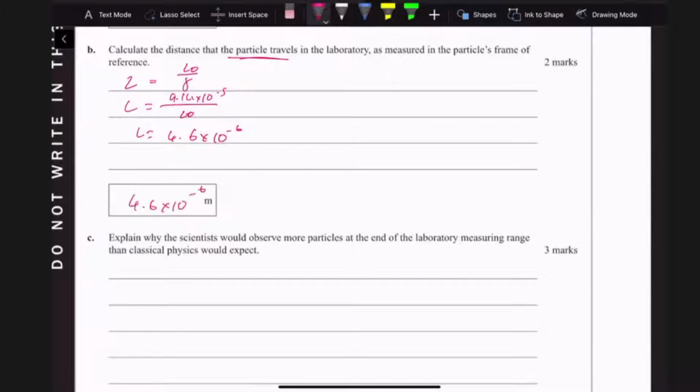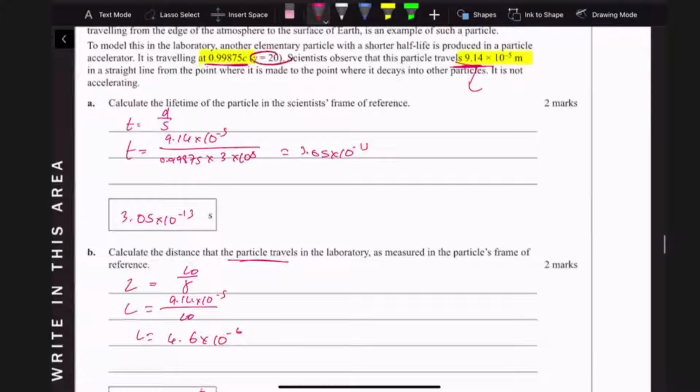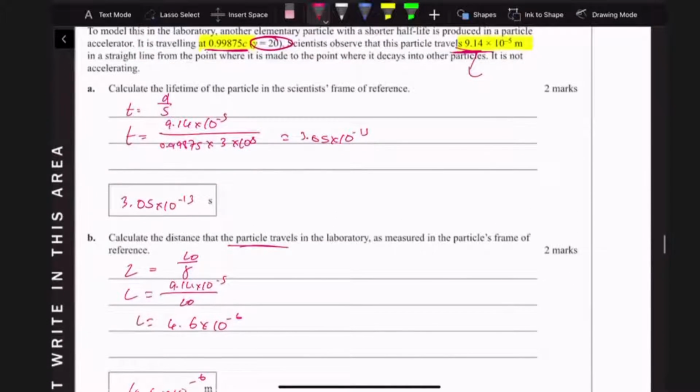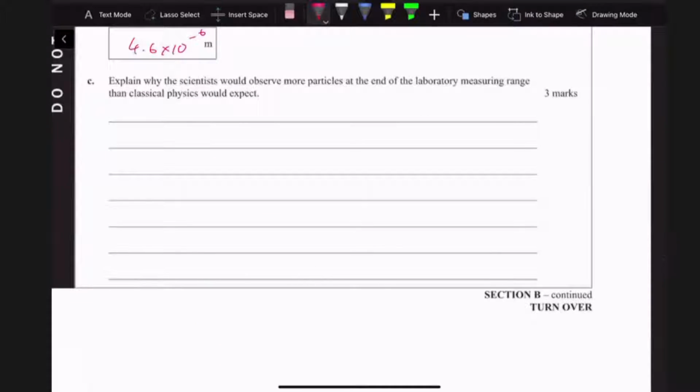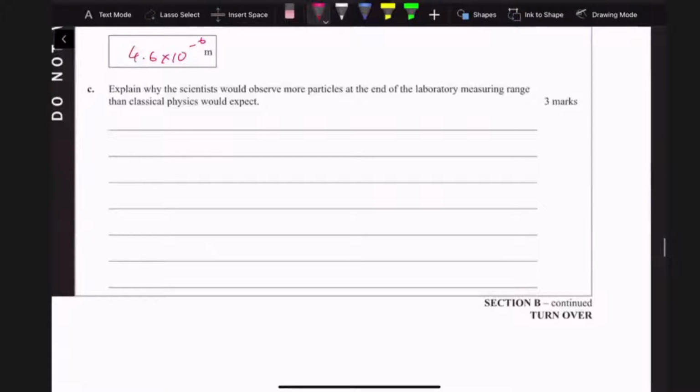I used 2 significant figures because the lens was given to 2, and I used that one. So explain why scientists would observe more particles at the end than classical physics would expect. So if we're expecting more particles, you have to explain that. So this is in the frame of the scientists.